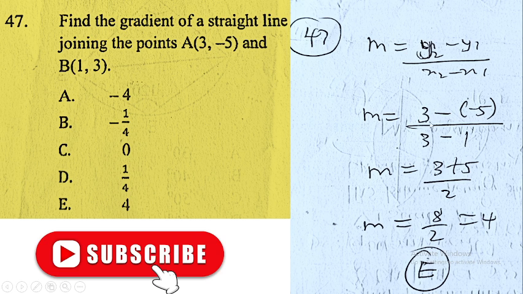If you substitute that here, we have 3 minus open bracket minus 5 over 3 minus 1. Then minus times 1 will give us plus. We have 3 plus 5. 3 minus 1 will give us 2. That will be 8 over 2, and that will give us 4. That means the gradient of this straight line is 4. And option E is the correct option.